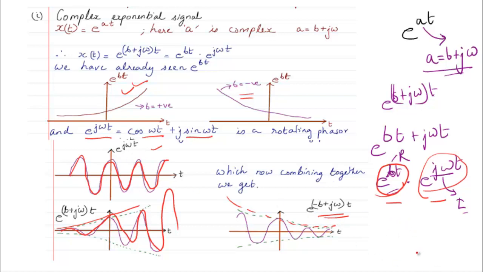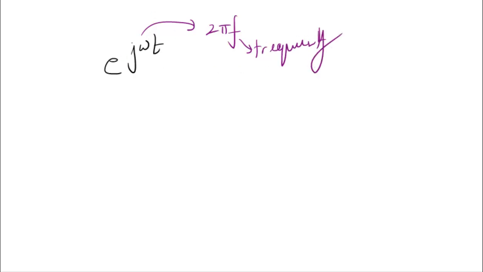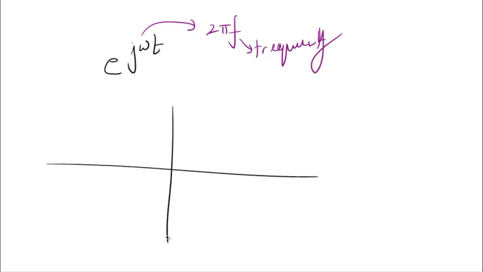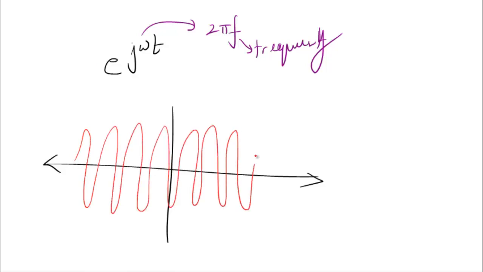So for e raised to power j omega t, we should be very careful. Here omega is your 2 pi f, where f is the frequency with which the wave is going to oscillate. So e raised to power j omega t is going to be an oscillating wave, just like a sinusoidal wave. You may not be asked to draw it, so don't worry, you can generally draw it like a sinusoidal wave. Generally the values are important.